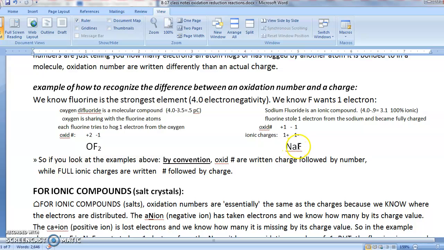So in the compound NaF, sodium fluoride, this is an ionic compound, a metal with a nonmetal. Fluorine is 4.0, sodium's around 0.9. The difference here is 3.1.